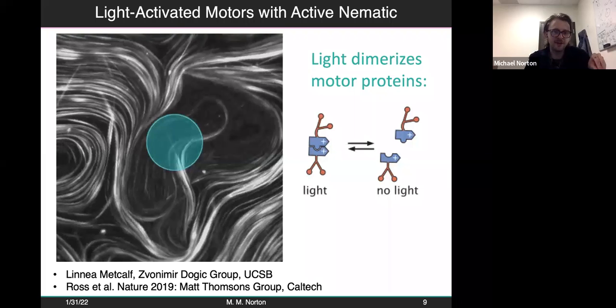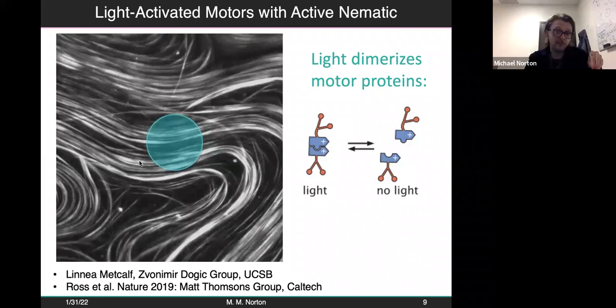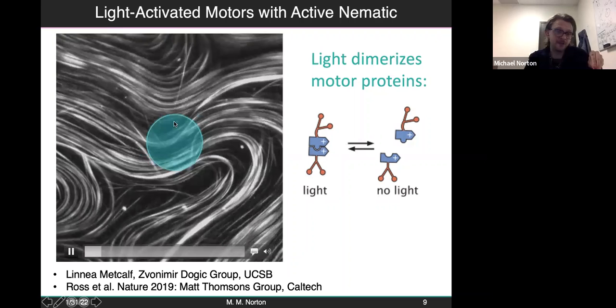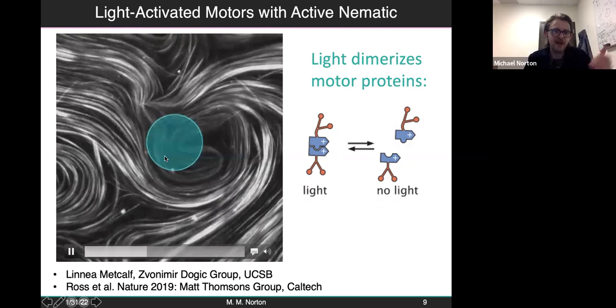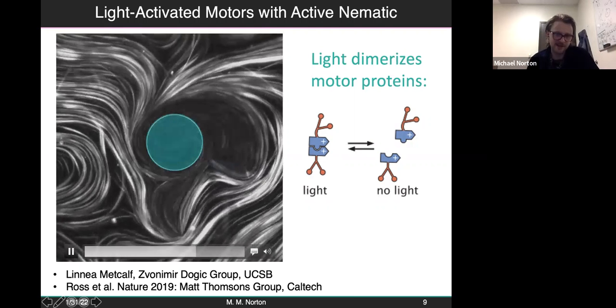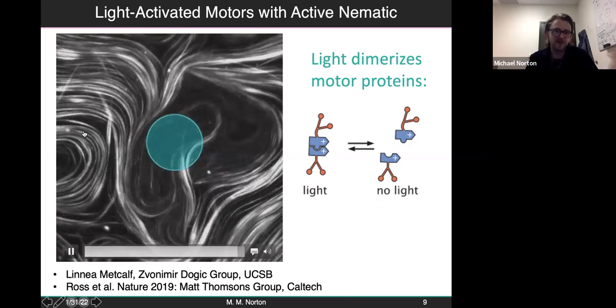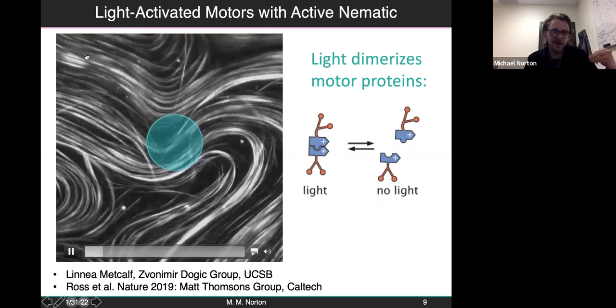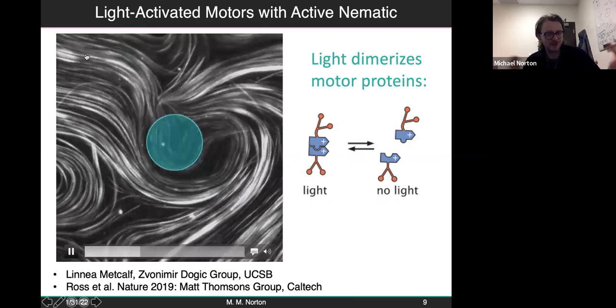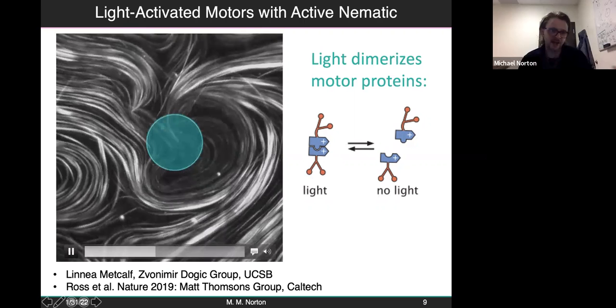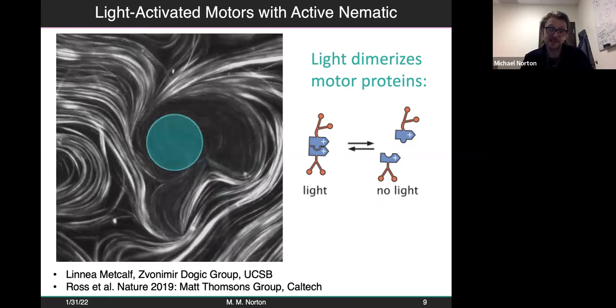What you're seeing here is that the circular domain is where light is being applied. And so that extensile buckling stress is only being generated in that small region. You can see that far from that region, the nematic, while it's being influenced through the fluid flow, is not active. It's not actively extending.